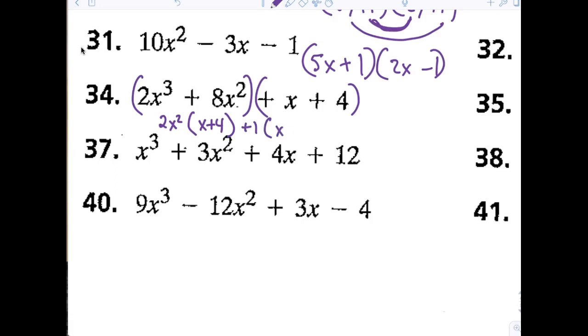And then now you have x plus 4. So now when you factor out the x plus 4, you get 2x to the power of 2 plus 1 in the first parenthesis. Well, I like to put the x plus 4 first, and then 2x squared plus 1. There you go. Pretty happy with that.